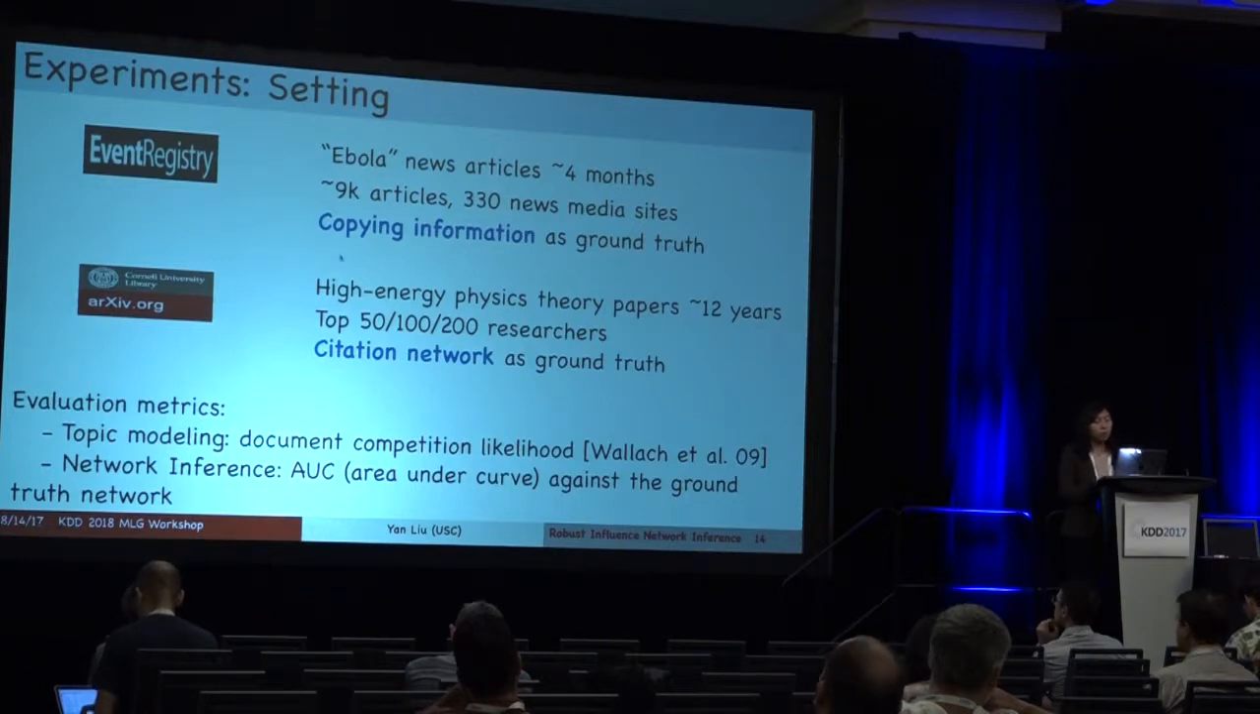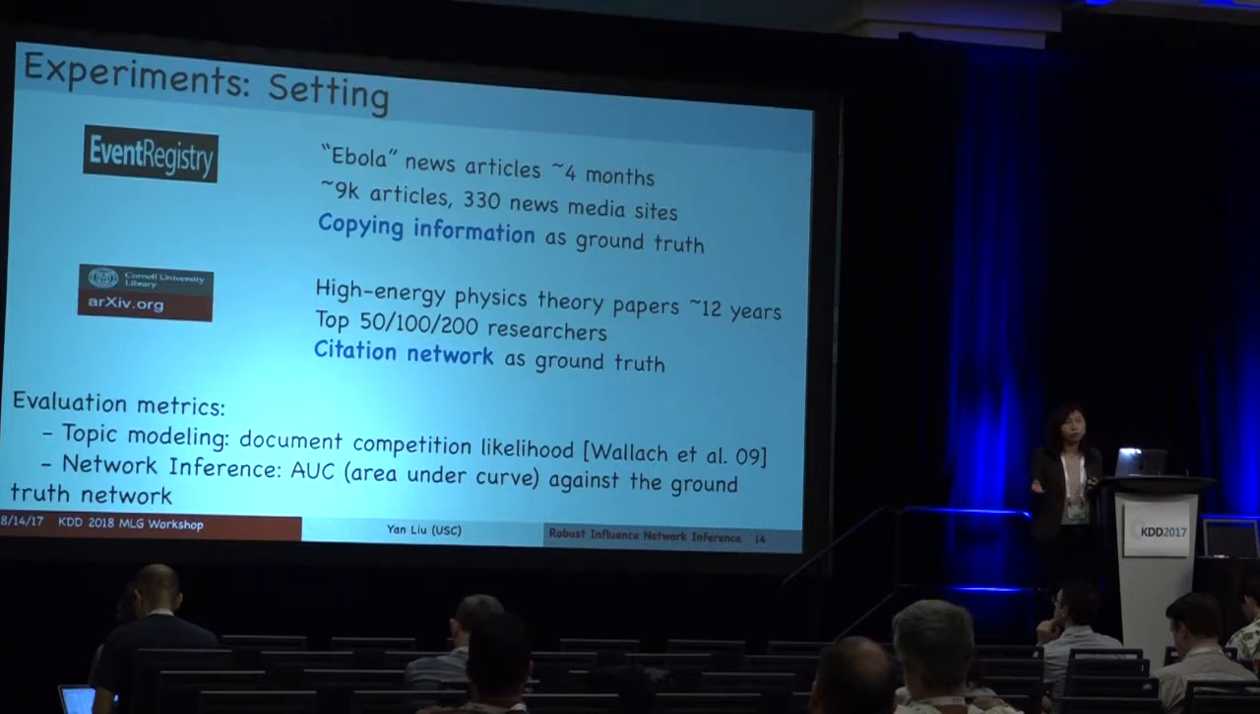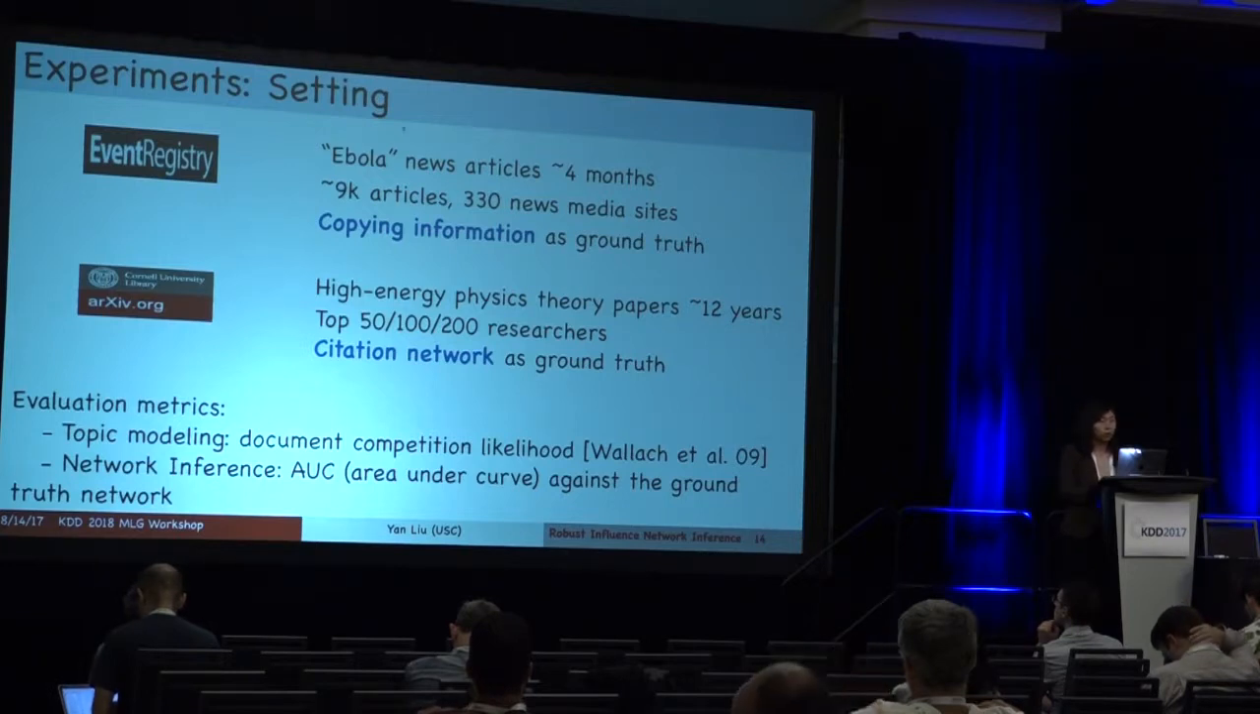And then, whenever we ask how we know the ground truth for an influence network, there's no way that we know the ground truth. We use an approximate ground truth. That is, sometimes one news media will copy the information from another news media website, and we use this as one way to validate. It's not perfect, but at least it is one way to validate this.